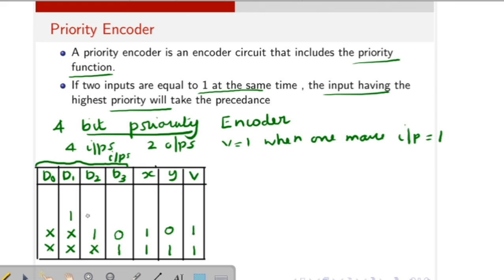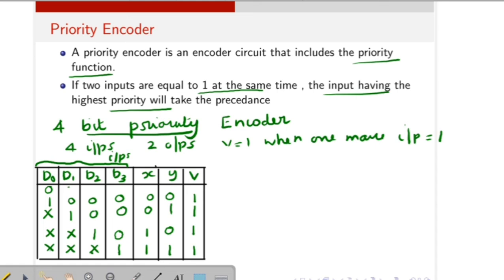Next priority goes to D1. In that case, D2 and D3 are equal to 0 and D0 is a don't care. So it generates the output 0, 1. Here also one input is active, that means V is equal to 1. Then the next priority goes to D0. So D0 is equal to 1 and all others are 0. In that case it generates 0, 0. Here also one input is 1, so valid is equal to 1.